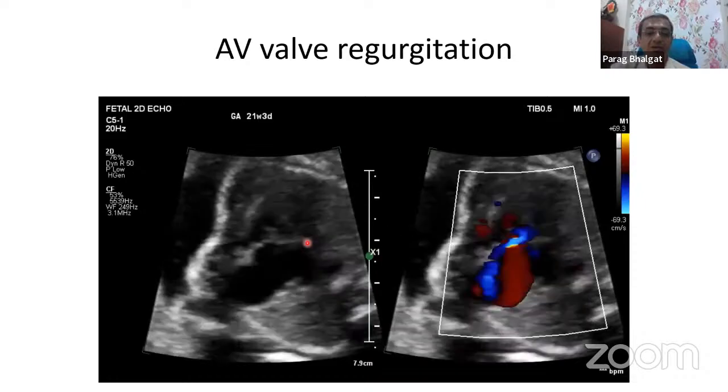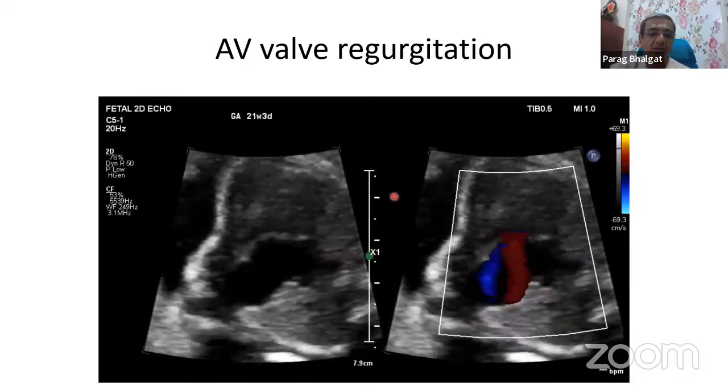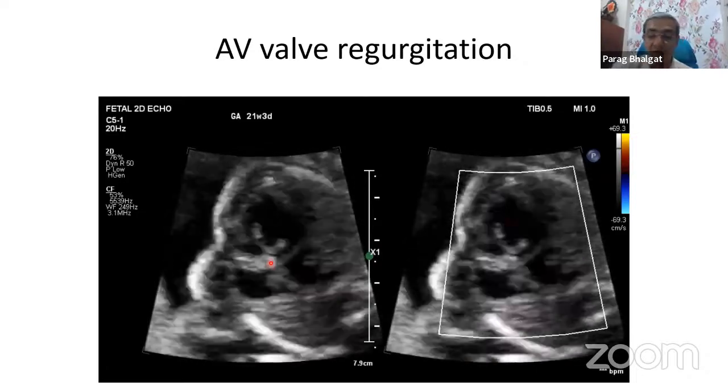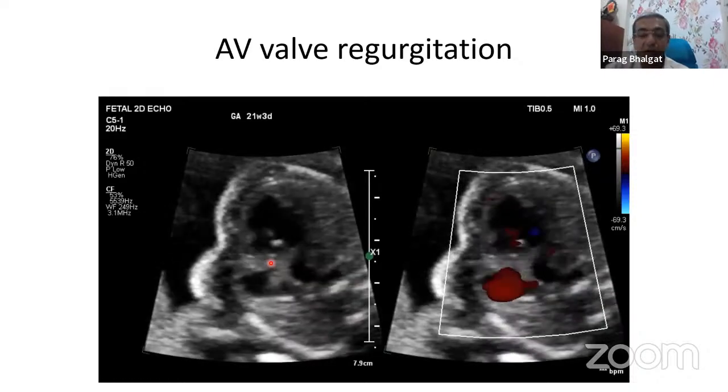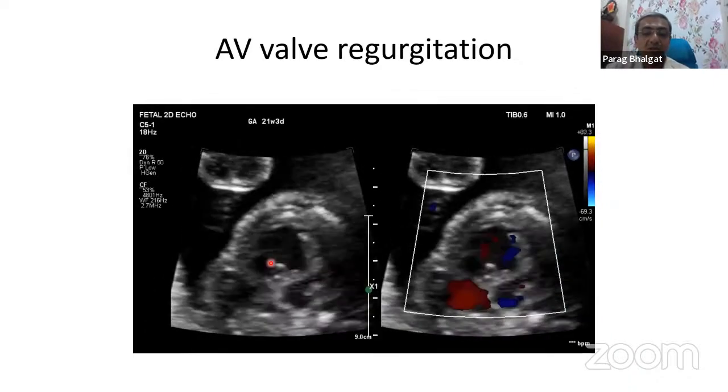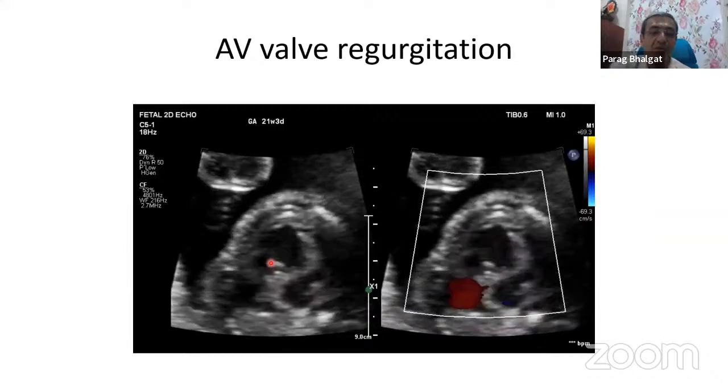AV valve regurgitation. Once we come across AV valve regurgitation that was of this magnitude, we generally think whether this is AVSD. Now, demonstration of AV valve morphology is sometimes difficult due to fetal lie, as it was in this case. Again, demonstration of AV valve regurgitation.